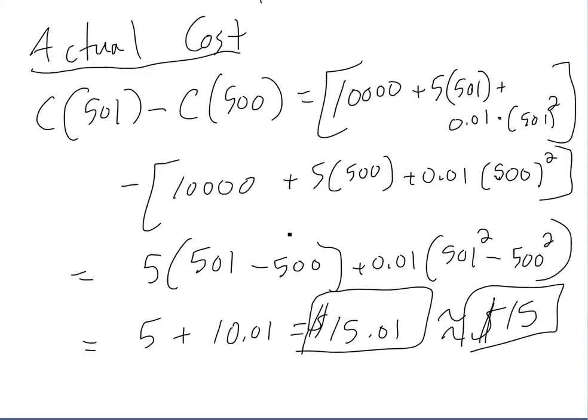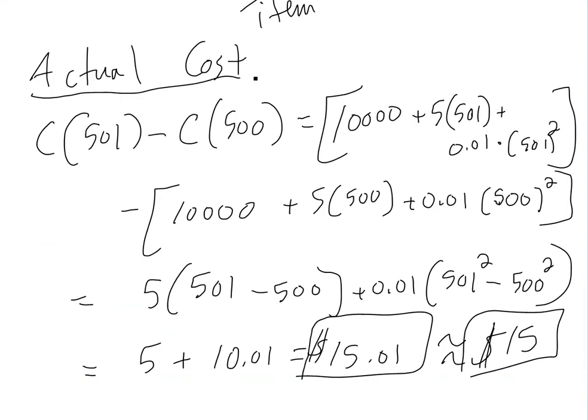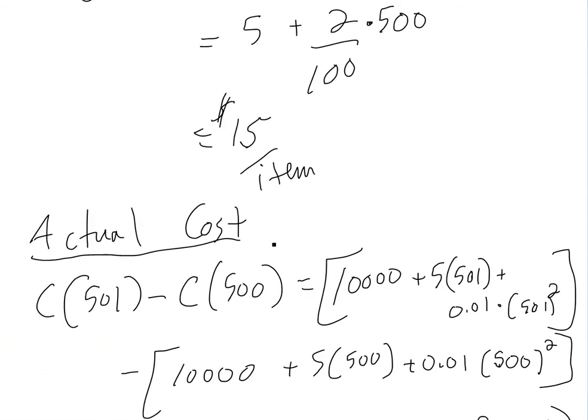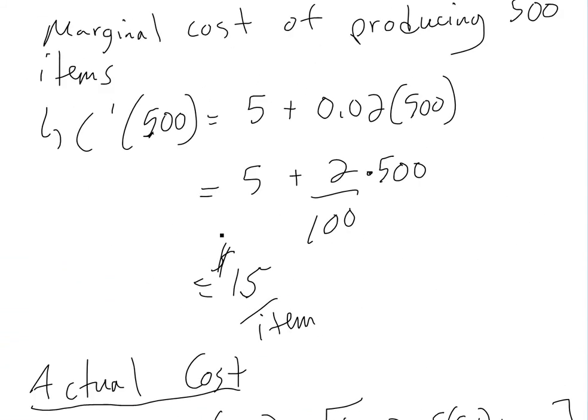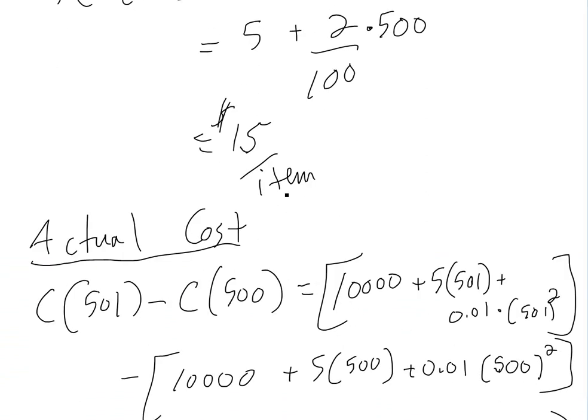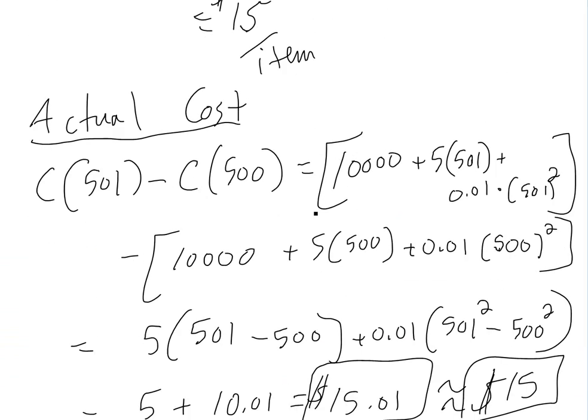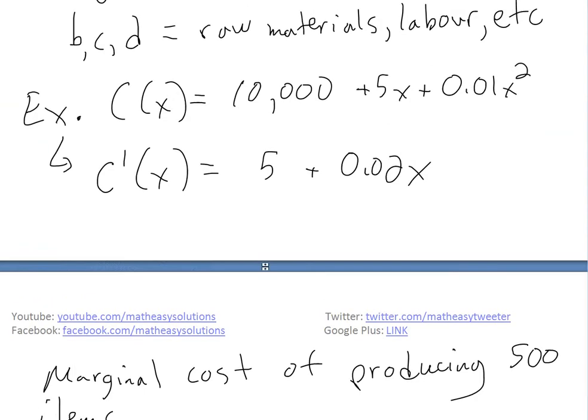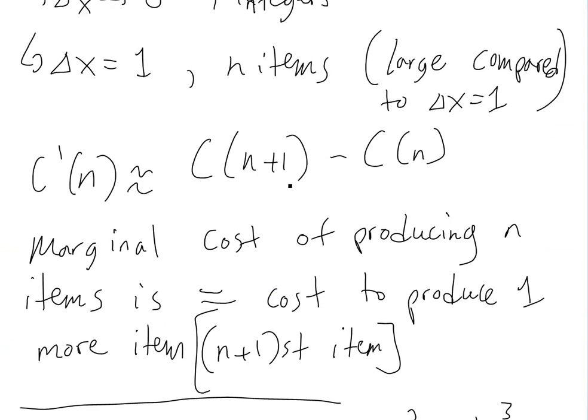Hopefully you learned something from this one, because you see the calculation for the actual cost is much harder to do than taking a derivative. We can approximate what the next item would be just by using the marginal cost and expanding it out to one full item, and that's roughly the same thing. So it's much easier to calculate, and hopefully you learned this.